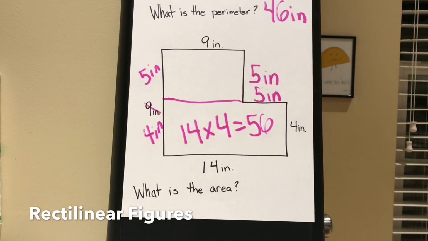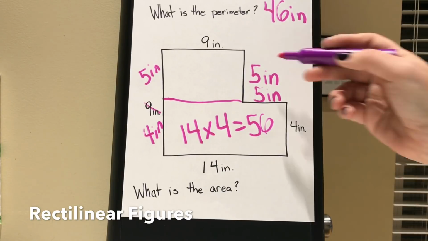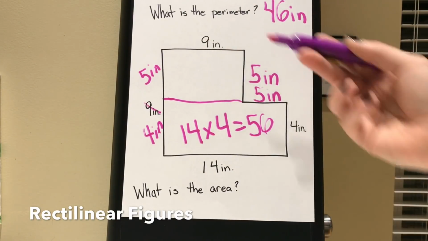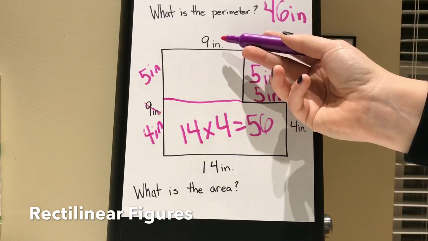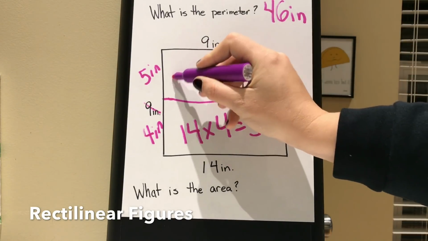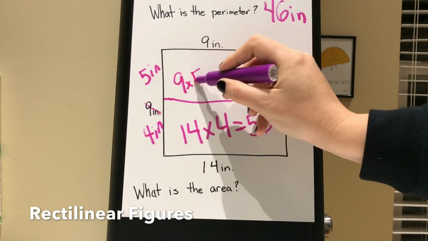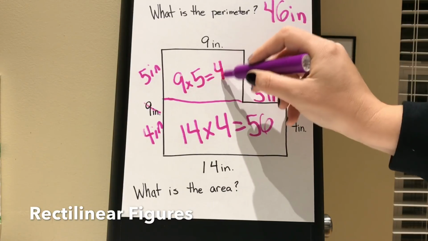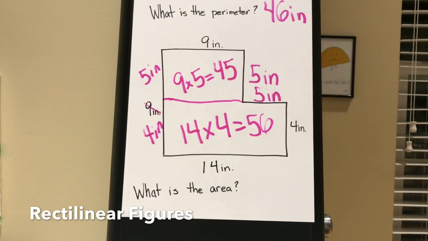For my smaller rectangle, I also have to find the area. This one's a little bit easier because I've already labeled all the dimensions. So I know that for the equation here, I just have to multiply 9 times 5 and get 45. Well, that's not too bad.